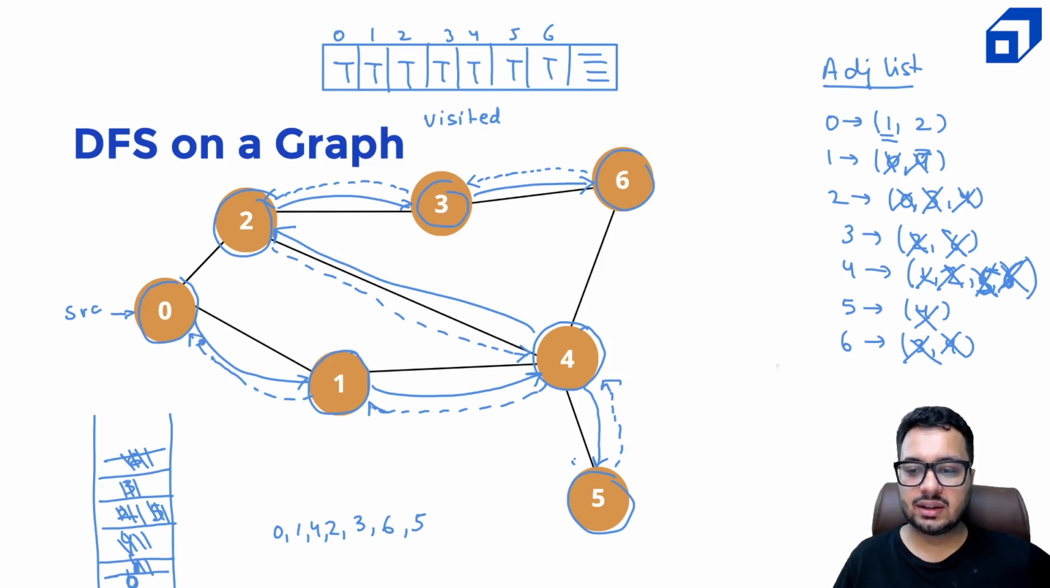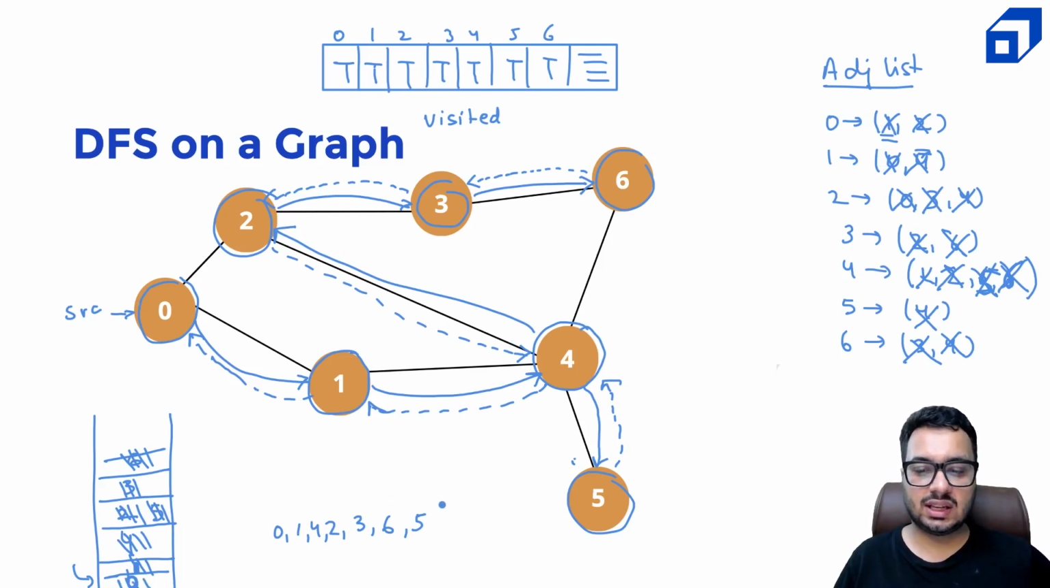Now in the stack, you are in this function 0. 0 says fine, all my neighbors. 1 is visited. Now 0 looks at 2. 2 is also marked visited in this array. So it says, okay, my list is also finished. So I'll just go back. So this is also popped off from the call stack.